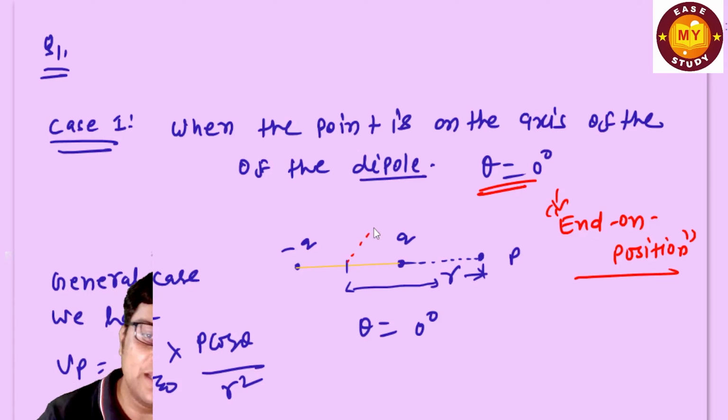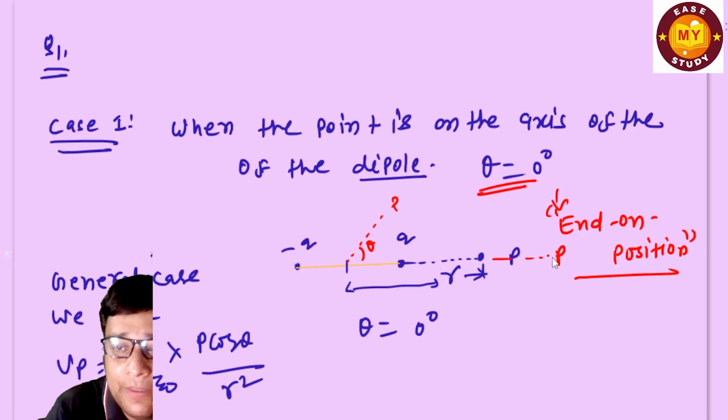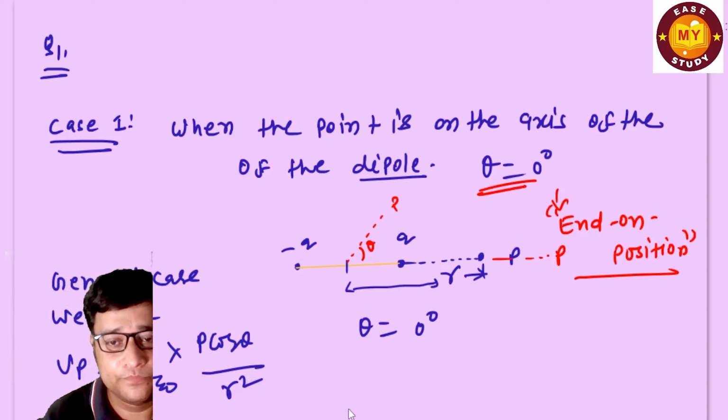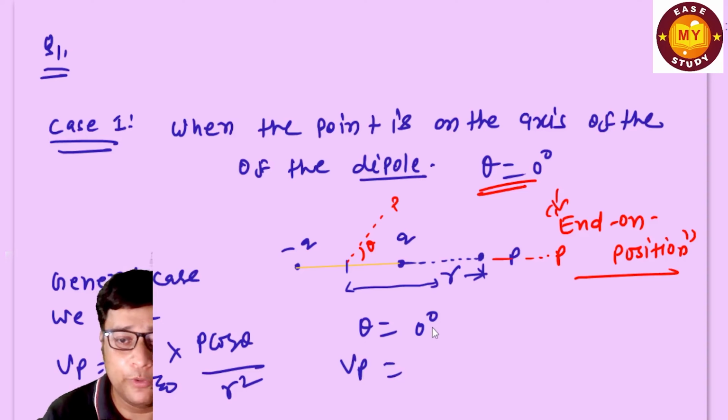Because in the general case, where was my point P? Theta. Now this is along this line P, somewhere on the axis. So theta will be 0. Now for theta 0 degree, can you tell me what will be the Vp? If you put theta, cos 0 will be 1. This is 1 by 4 pi epsilon naught P.